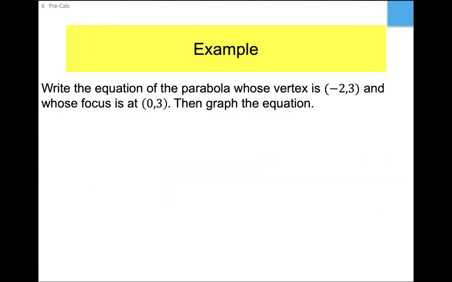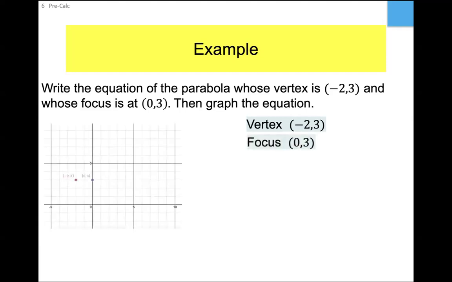So let's see. It says write the equation of the parabola whose vertex is at (-2, 3), so it's not centered at (0, 0), whose focus is at (0, 3), and then graph the equation. So we're given that the vertex is at (-2, 3) and the focus is at (0, 3). So if I graph that, notice it doesn't say anything about the axis of symmetry. It just gives you those 2 points.